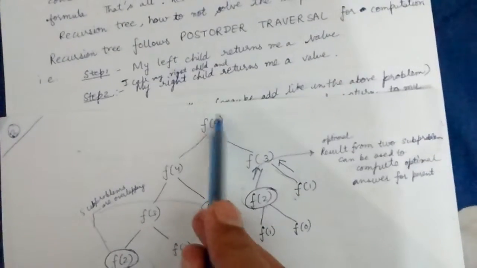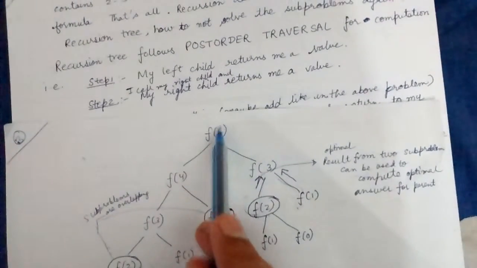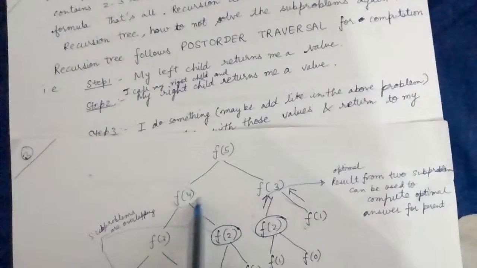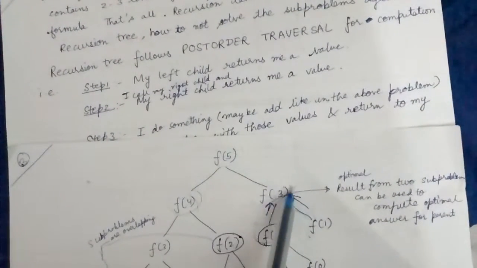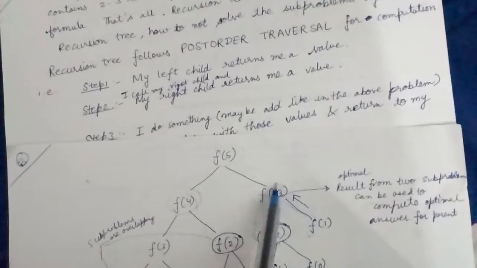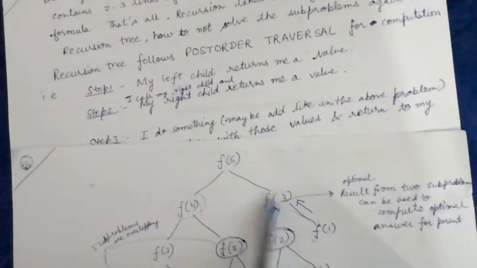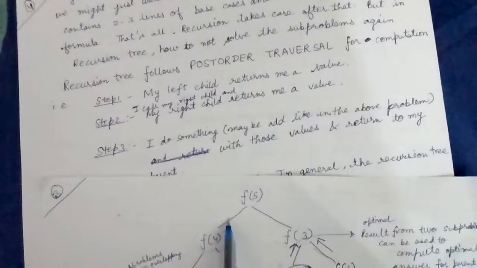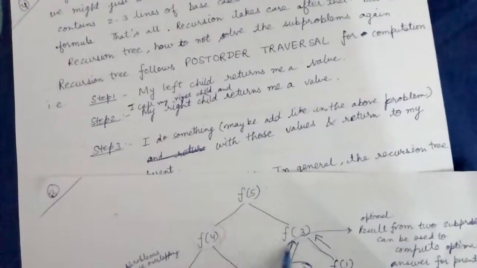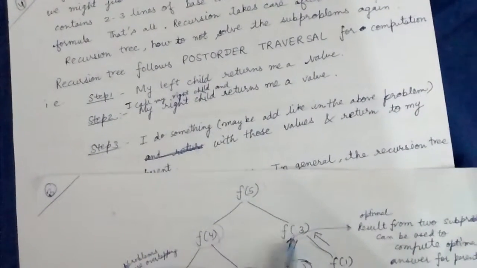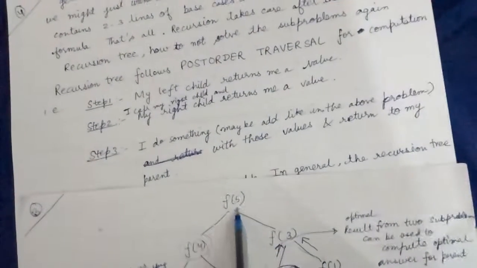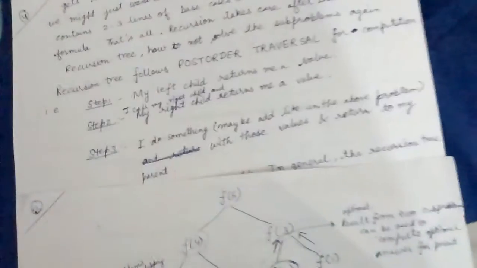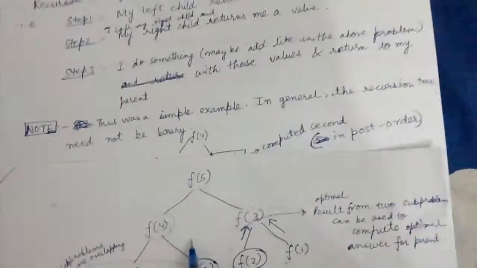Step 1, let's say we want to compute f5. My left child, f4, will return me a value. Step 2, I call my right child and my right child returns me a value. So f3 will return me a value. Then I do something. Here, that something is adding those two values returned by my children, maybe add like in the above problem, and return to my parent if there is one. If it is the root, then the problem ends.